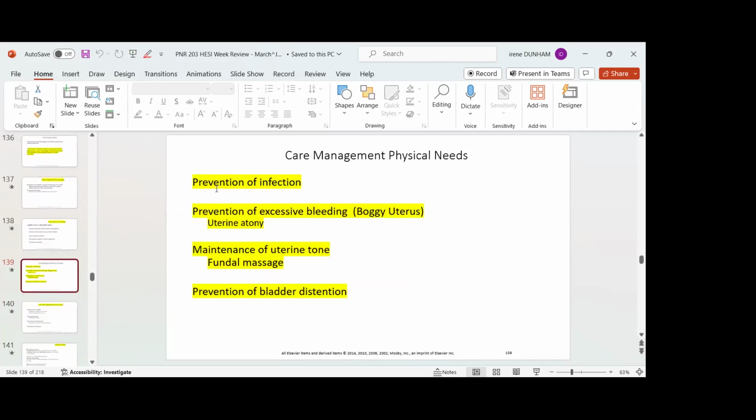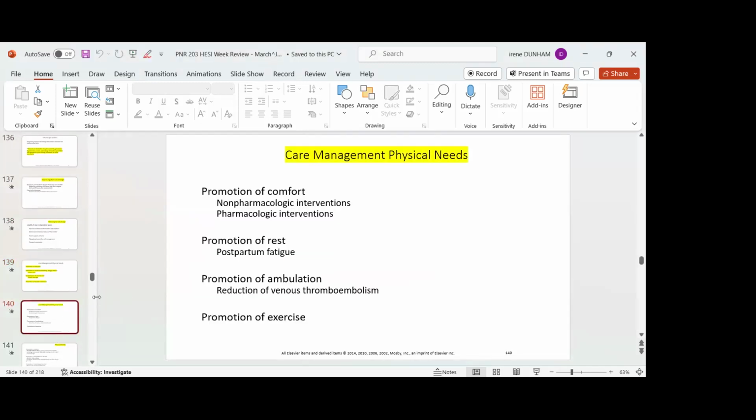Your physical needs, this is what we want to avoid. Prevention of infection. Prevention of excessive bleeding from the boggy uterus, or uterine atony. Maintenance of uterine tone. I know you know how to do fundal massage. And the prevention of bladder distension. Those things we look at.